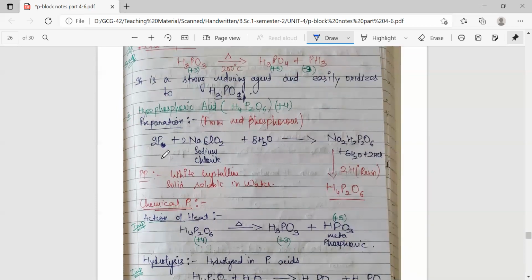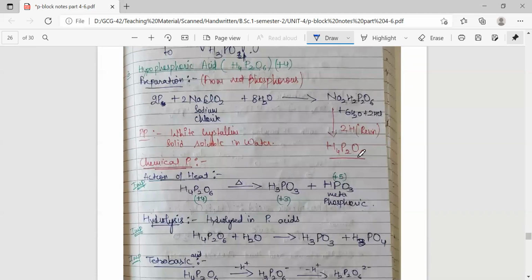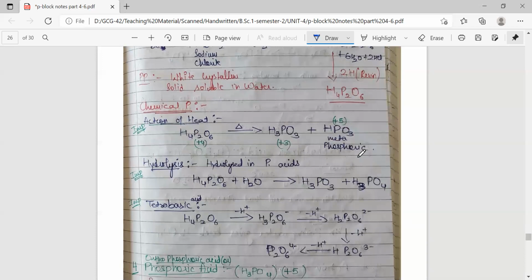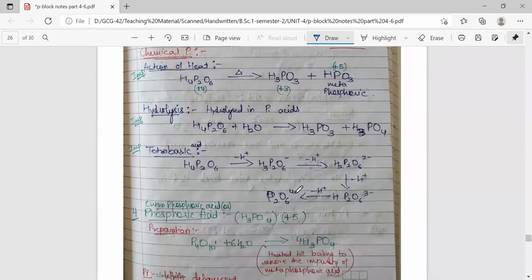It is obtained from red phosphorus, where red phosphorus is made to react with sodium chloride and water. We'll get the corresponding sodium salt of this hypophosphoric acid, which is further treated with ion exchange resin, where sodium ions get replaced with hydrogen ions and we get this hypophosphoric acid. Again, when we heat this hypophosphoric acid, it will undergo a disproportionation reaction to generate metaphosphoric acid and phosphorus acid. Hydrolysis reaction will give us a mixture of phosphorus and phosphoric acid. It is a tetrabasic acid. This is its basicity reaction.